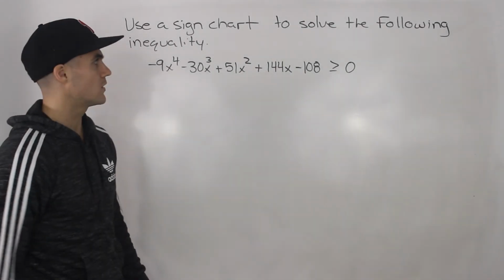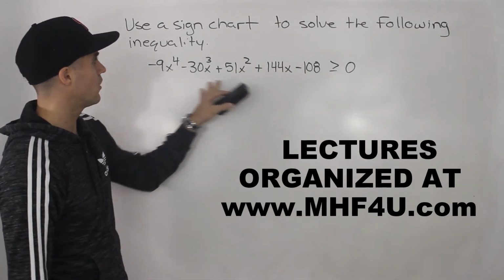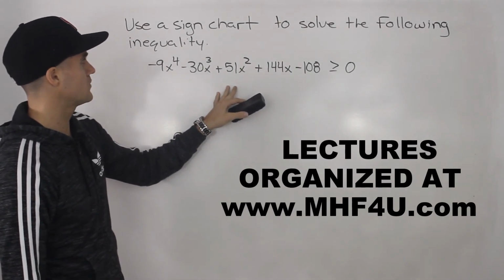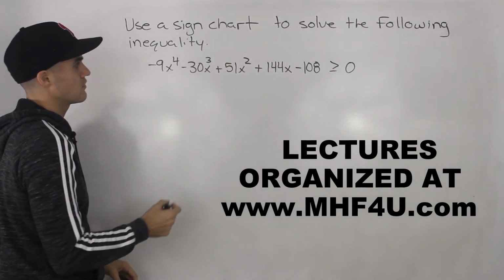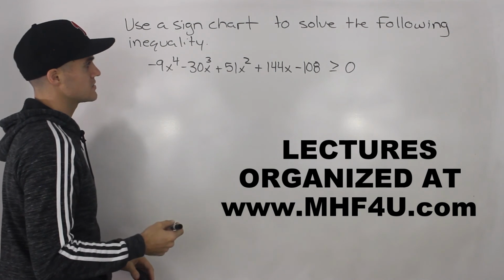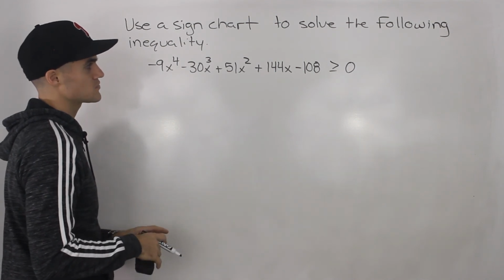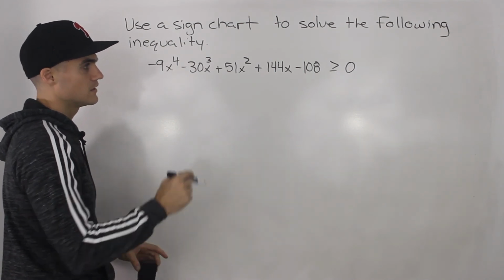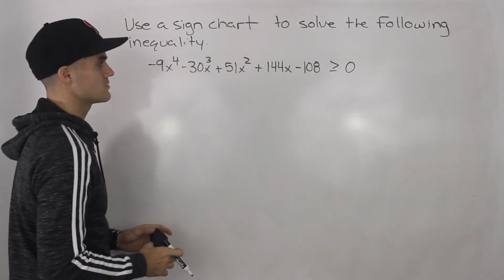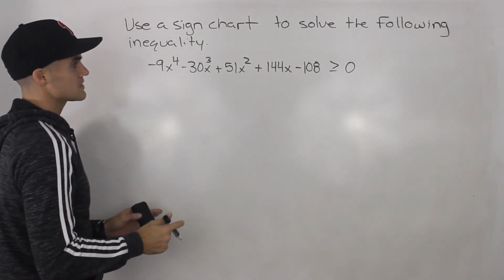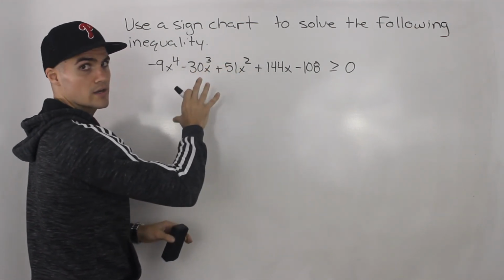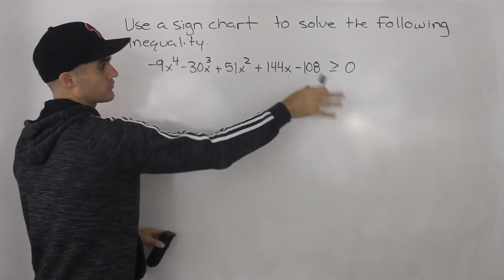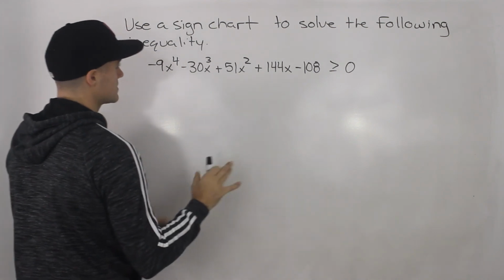Moving on to another question. We have this inequality that we have to solve, and we have to solve it with a sign chart. So we have negative 9x to the power 4 minus 30x to the power 3 plus 51x squared plus 144x minus 108 has to be greater than or equal to 0. Notice how this inequality is nice because everything is already on one side for us. We don't have to bring stuff over and then simplify it.